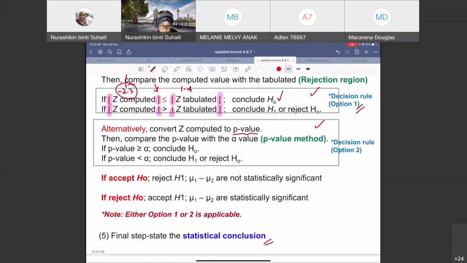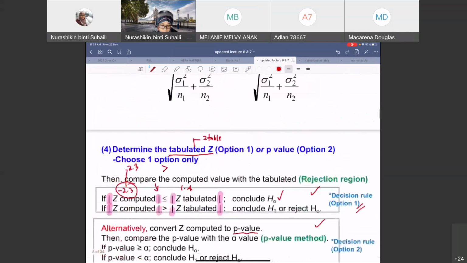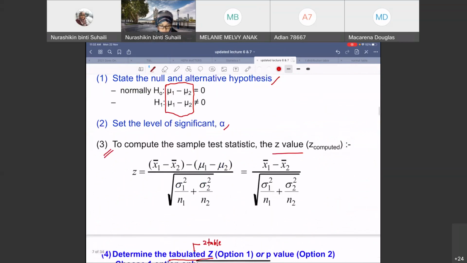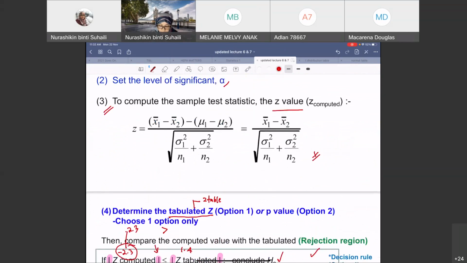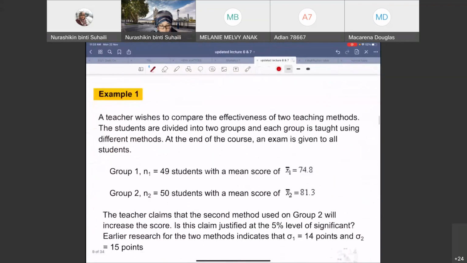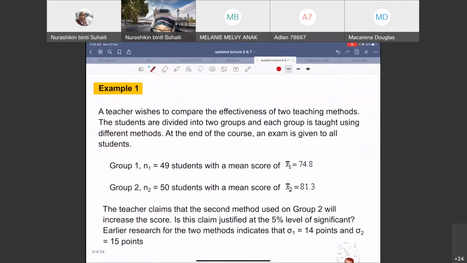So that's basically all the 5 steps that you have to perform when you compare the 2 samples from the 2 populations. I hope that is clear. The only thing is this part is a little bit different from the previous one. Okay, let's have a look at the example. How are we going to apply the 5 steps just now?